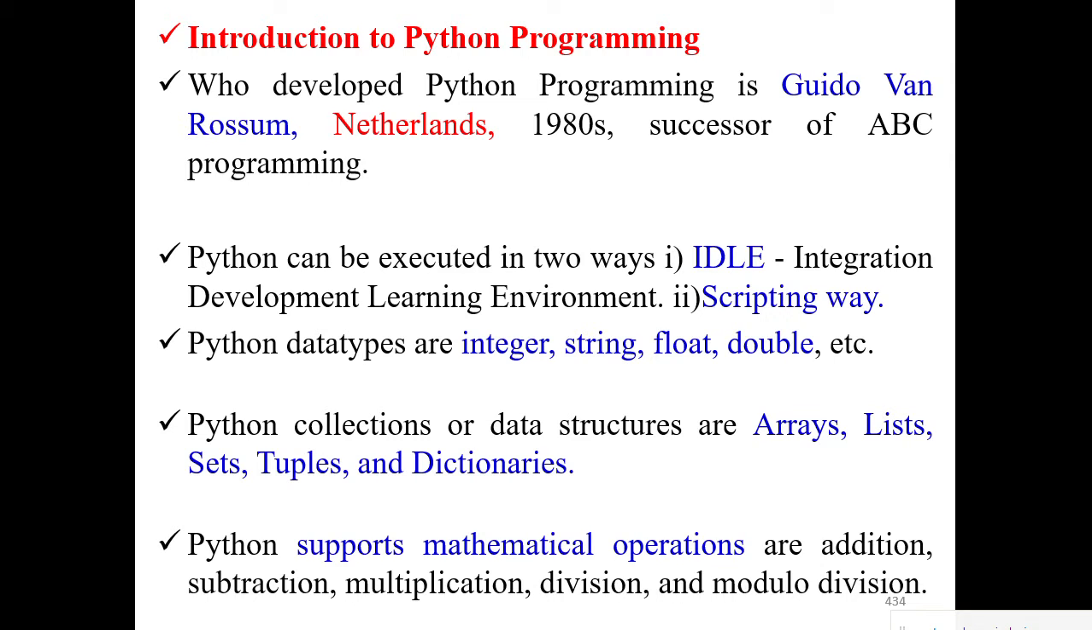It is a successor of the ABC programming language, and Python can be executed in two ways. One is IDLE, Integrated Development and Learning Environment, and another one is the scripting way. We are writing our own code in our own style. Python data types are integer, string, float, double, etc. Python collections are data structures like arrays, lists, sets, tuples, dictionaries, etc.